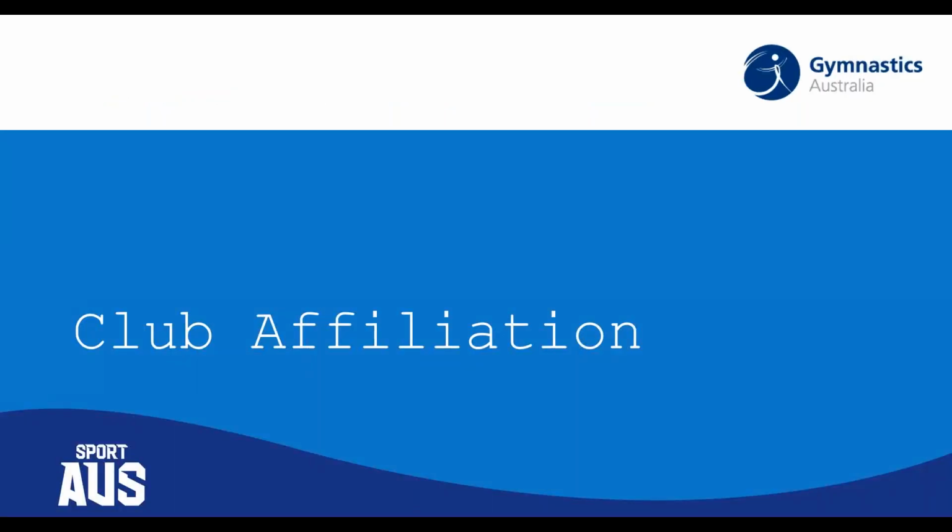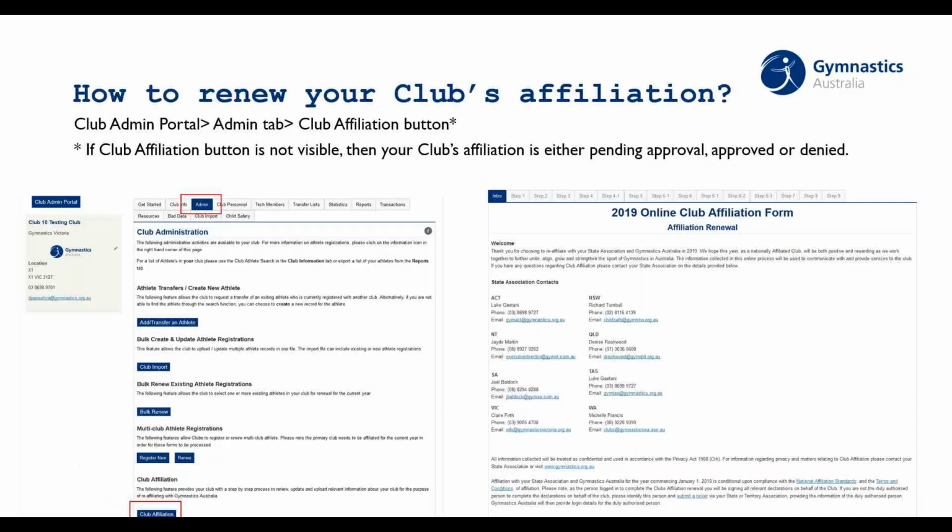The next topic is how to affiliate your club. To affiliate your club, at the start of each year, you can go to the Club Admin Portal, Admin tab, Club Affiliation button. If your Club Affiliation button is not visible, then what that means is your club affiliation is either in pending approval, approved or denied status.